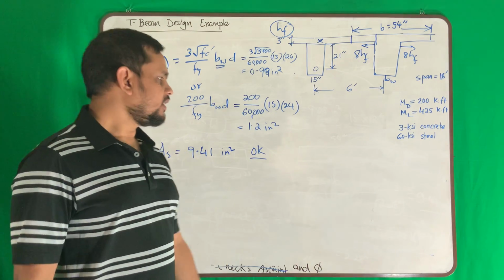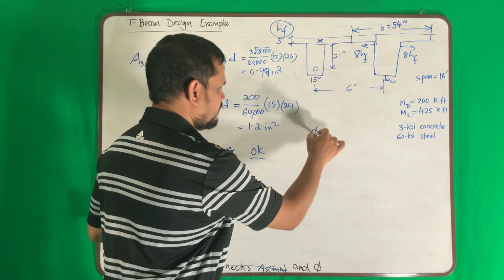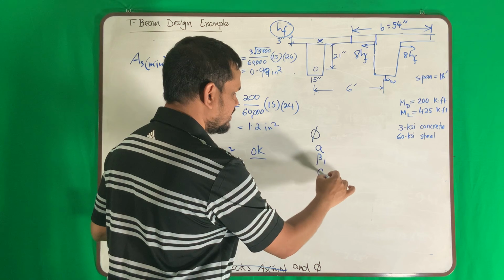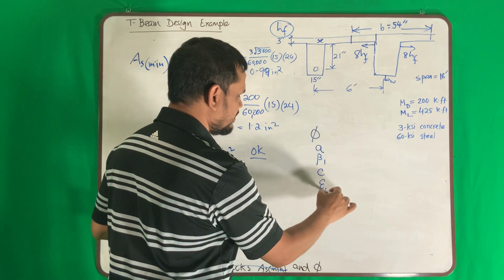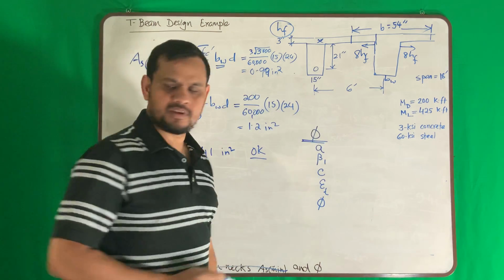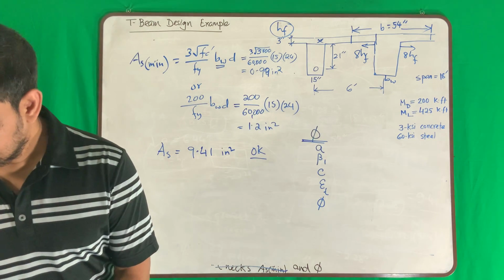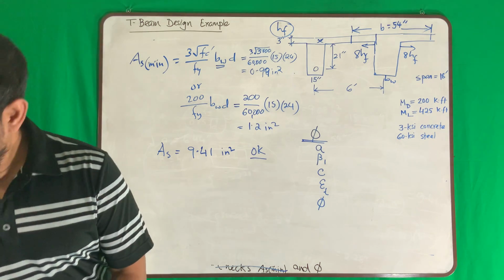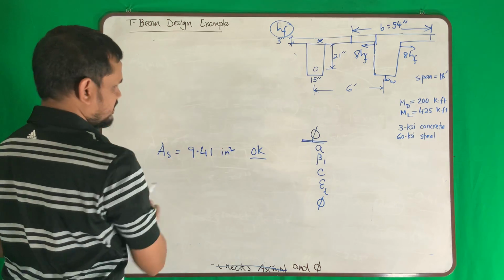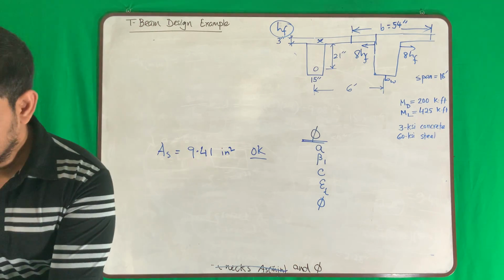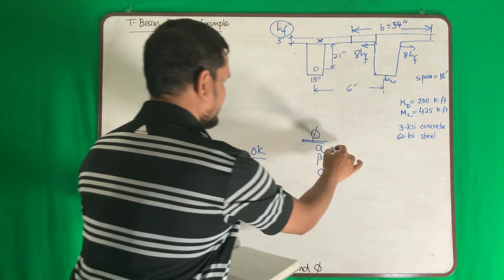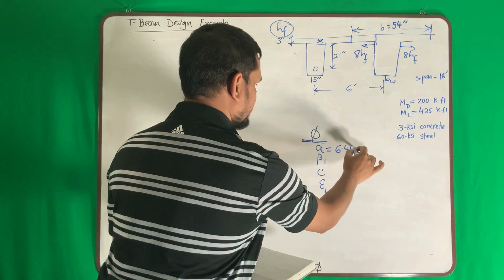Then phi. How to find phi? To find phi, you know that we have to find our a first, then beta 1, then c, then epsilon t, then phi. These are the steps to find phi. We will do one by one. Okay, I will delete this portion to save some space. I will take from your book so that I can do it quickly. a, if you can remember, our a was 6.44 inch.